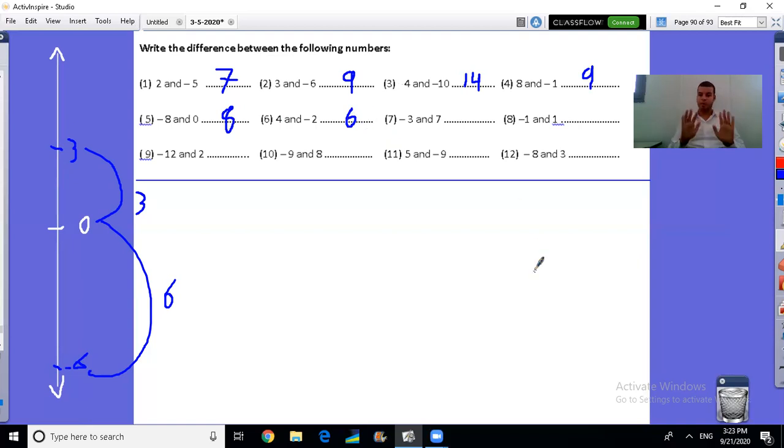Question number 7, pause the video, think about the answer, come back to check it. All right, -3 and 7. From -3 to 0, 3 numbers. From 7 to 0, 7 numbers. 3 and 7 equals 10.